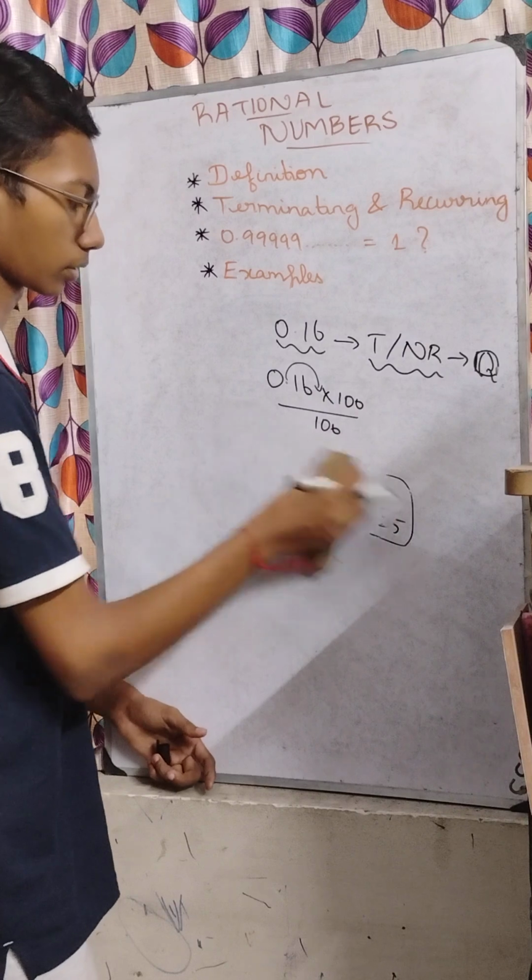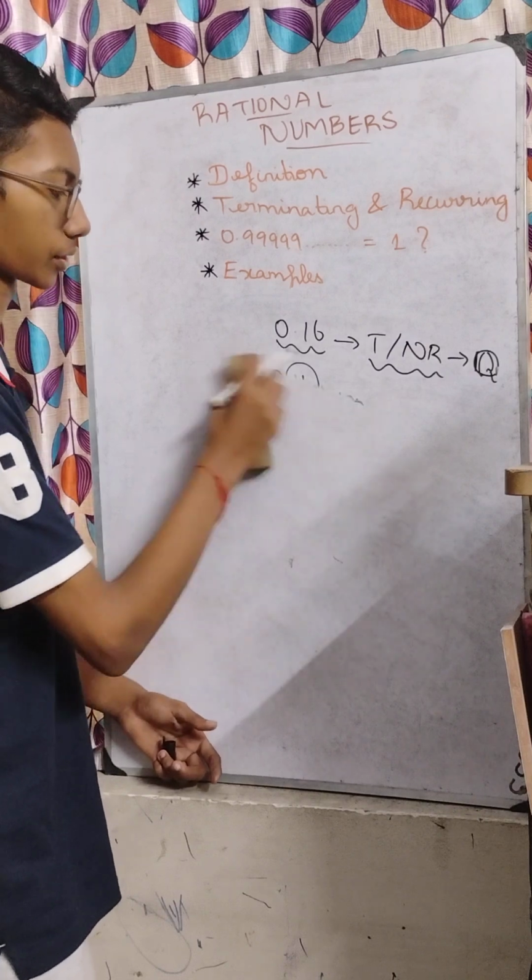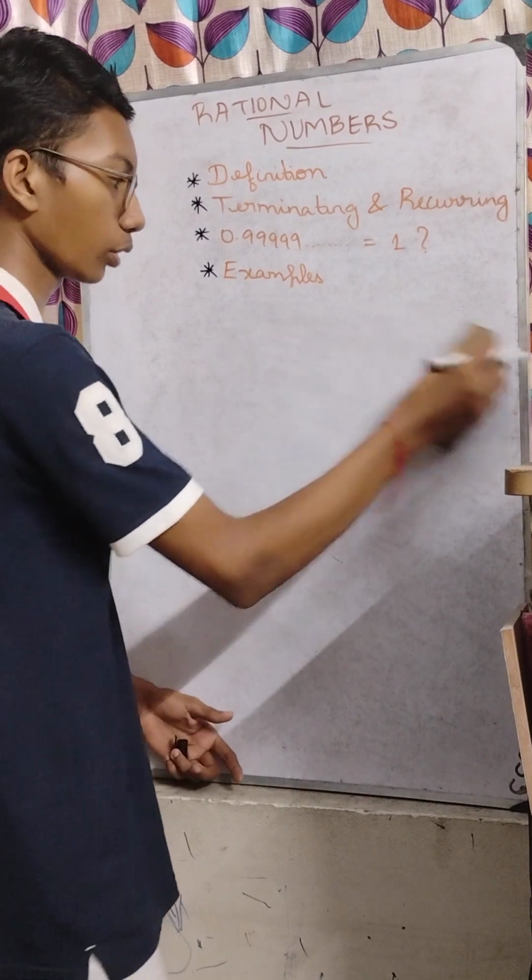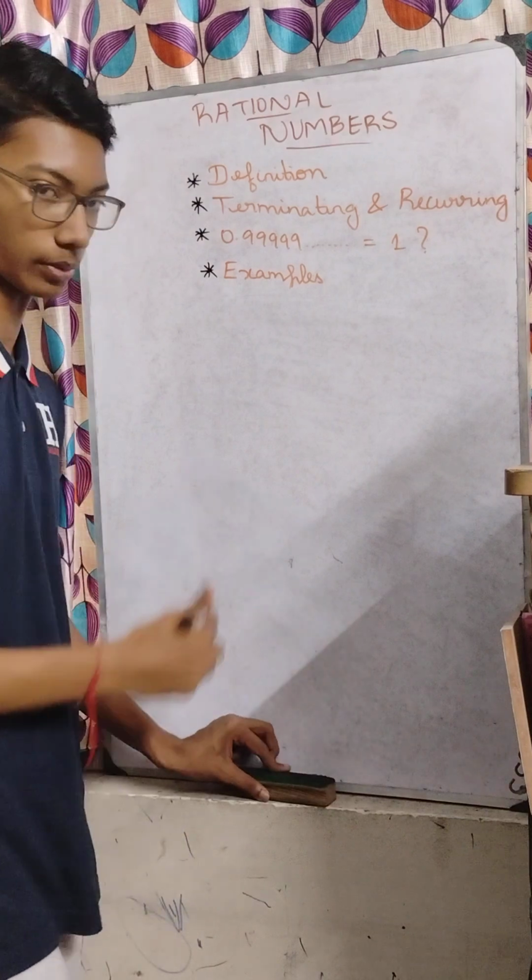So that's all about rational numbers, terminating, non-recurring, and how to convert decimals into rational numbers. Thank you.